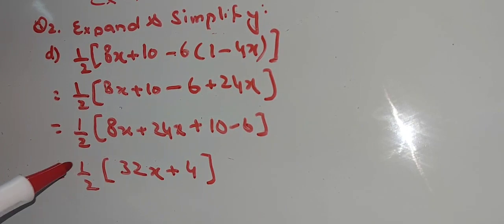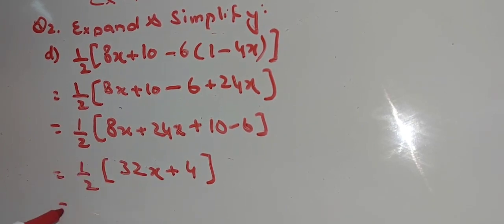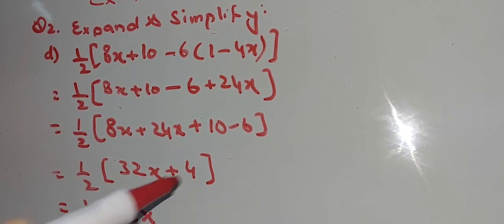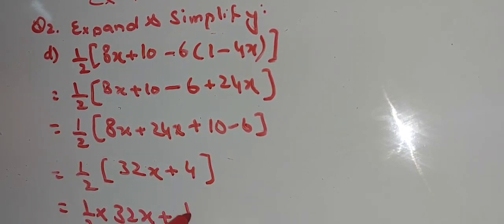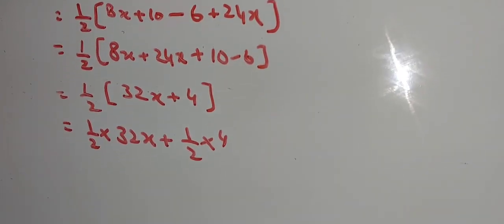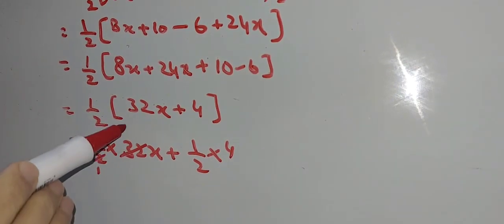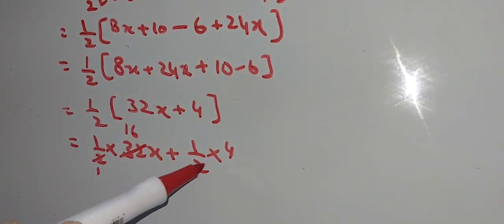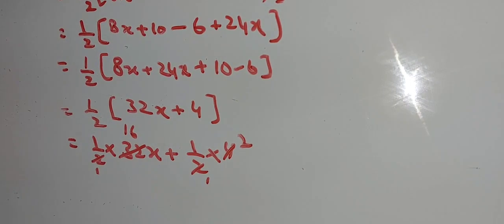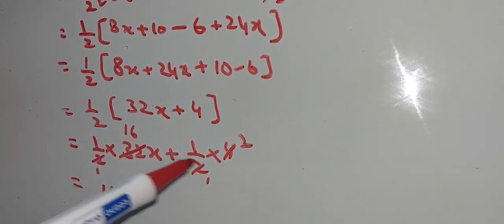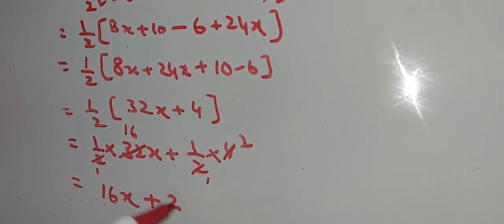Now we have to multiply this 1 upon 2 with both the terms. Let's open the bracket. 1 upon 2 multiplied by 32x, then plus 1 upon 2 multiplied by 4. Now let's solve by cutting whatever we can cut. 2 ones are 2, 2 16s are 32, and 2 ones are 2, 2 twos are 4. So now 16x multiplied by 1 will become 16x, and 2 multiplied by 1, plus 2. So this is the answer for part D.